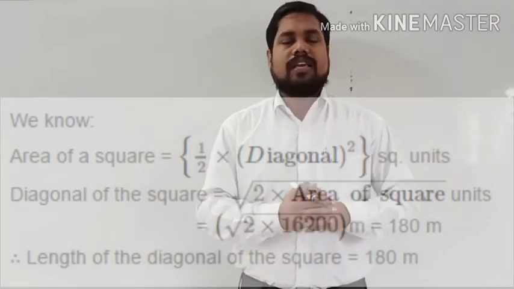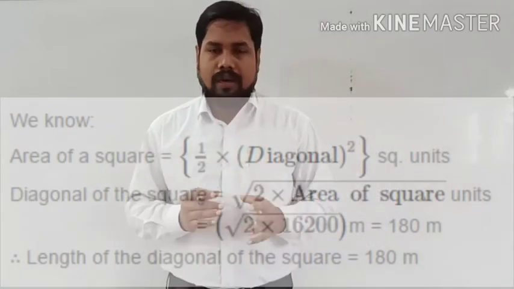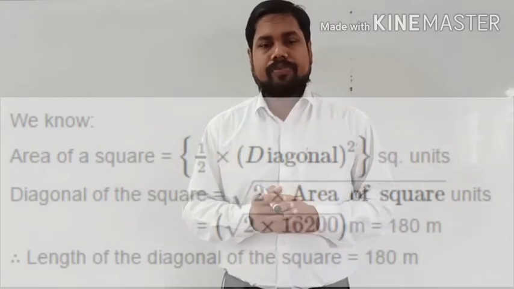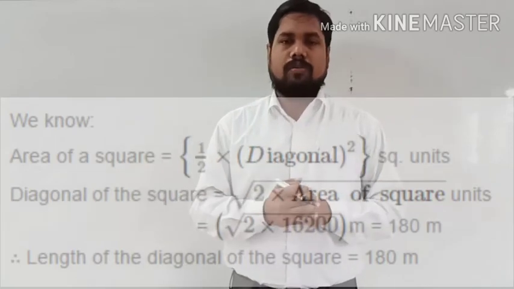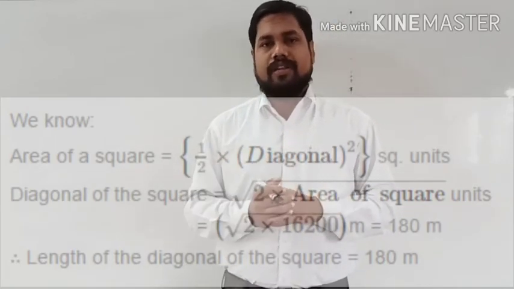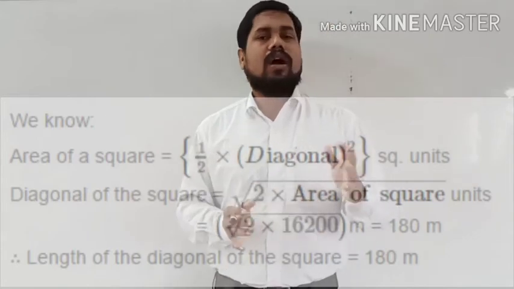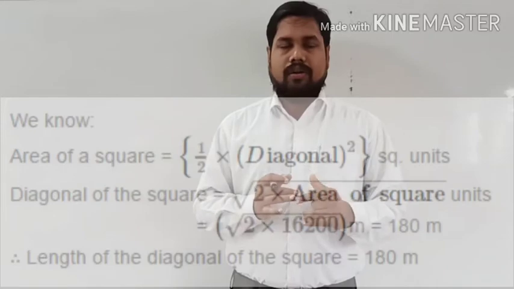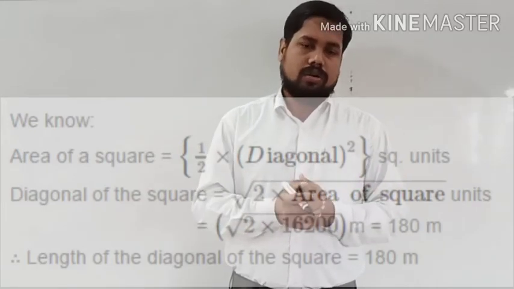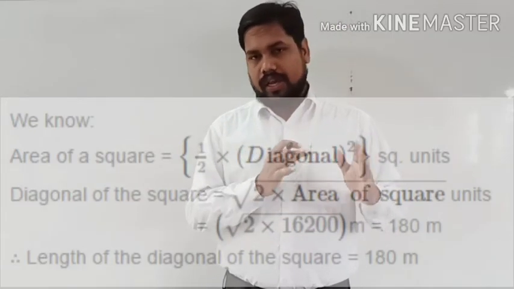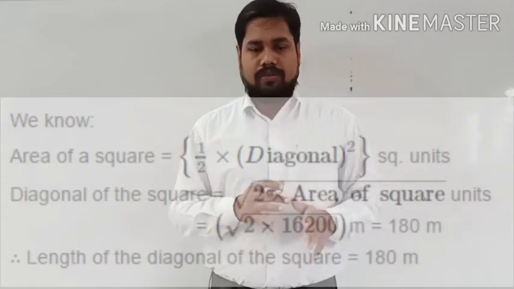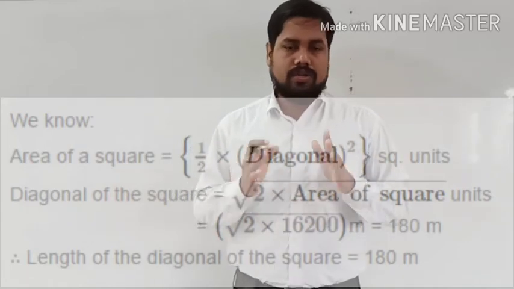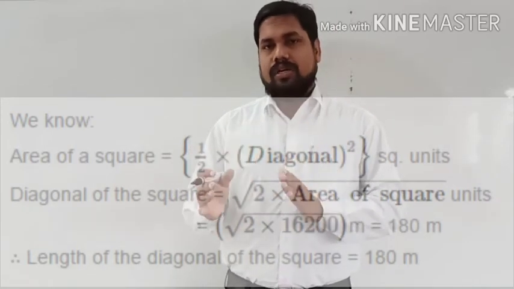So here the same thing is in question number 12. The area of the square is given, 16,200 meter square, and you have to find out the diagonal of the square, right? So here, the diagonal of the square, we know the formula, root under 2 times area of the square. So we will put the value, 2 times the area of the square, 16,200. So root under 2 times 16,200.